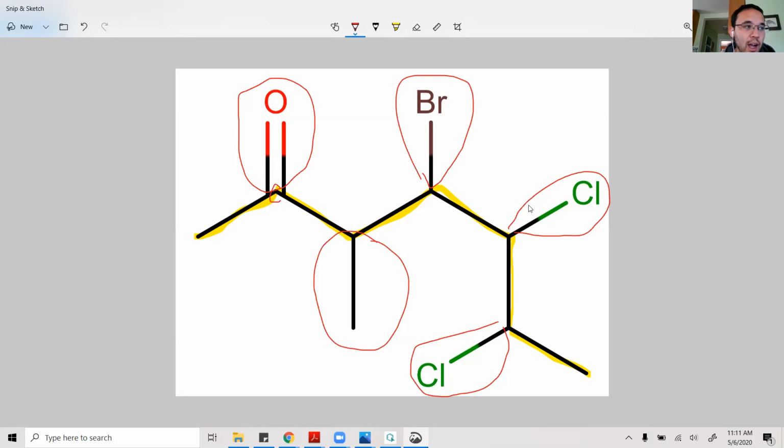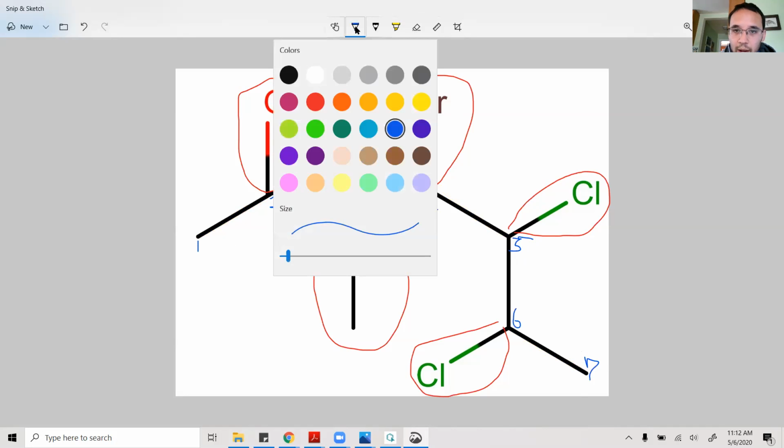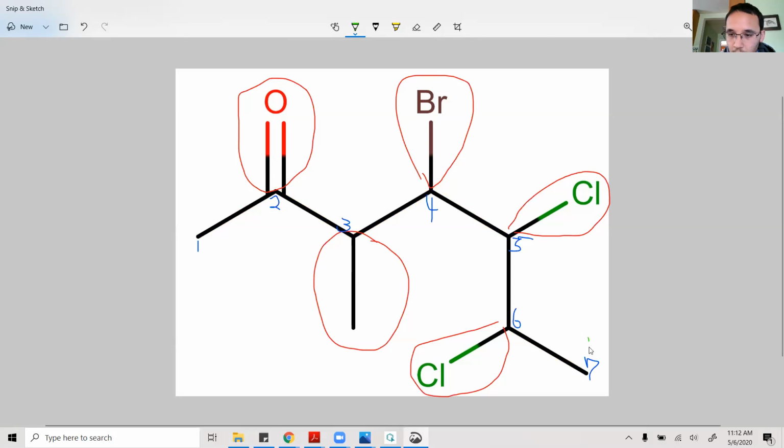And so now we need to first decide what way to number. So as we're going through and numbering, we have two options. We could number from the left to the right or the right to the left. So I'm going to go from the left to the right. I'm going to number that in blue. So 1, 2, 3, 4, 5, 6, 7. And then I'm going to number back the other way in green. So that would be 1, 2, 3, 4, 5, 6, 7.